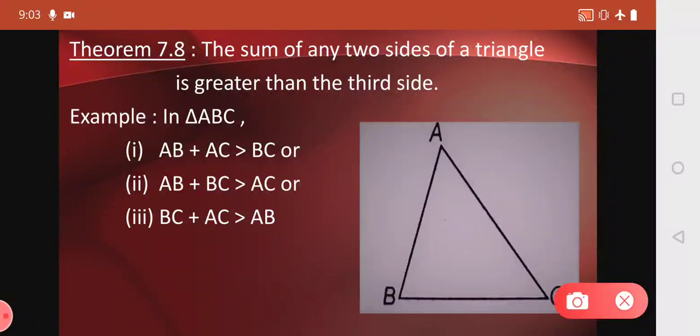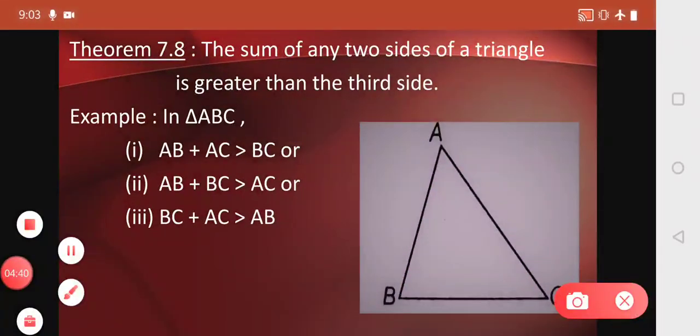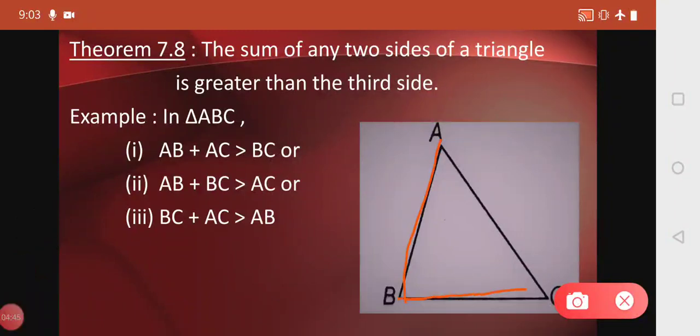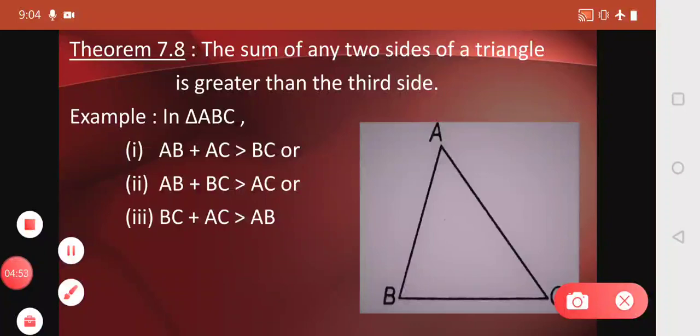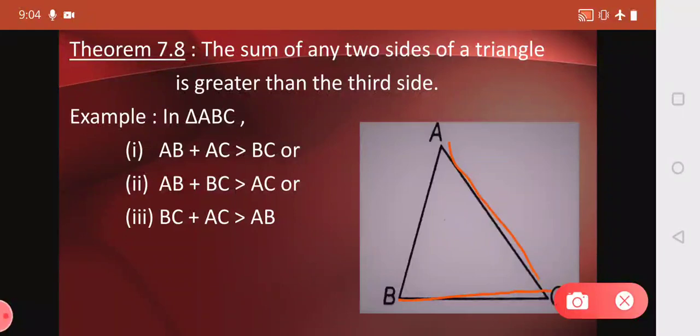It is given that the sum of AB plus AC. You can see here also, in the figure it is seen that the length of AB plus AC will be greater than this side BC. Or you can take that the length of AB plus the length of BC will always be greater than the length of AC. Or the third possibility, the length of BC plus the length of AC will always be greater than the length of AB.